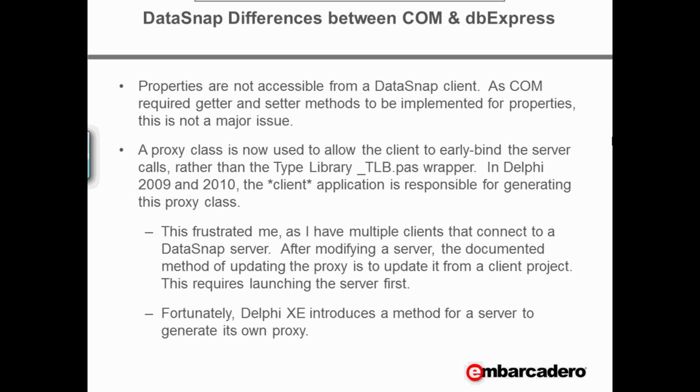Properties are not accessible from a DataSnap client. As COM required getter and setter methods to be implemented for properties, this is not a major issue. Now you can just call the getter and setter methods directly instead of accessing the property.